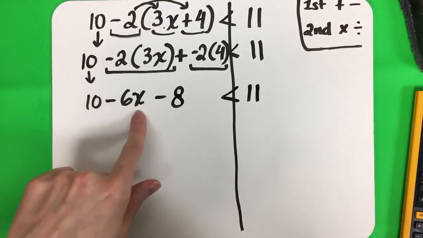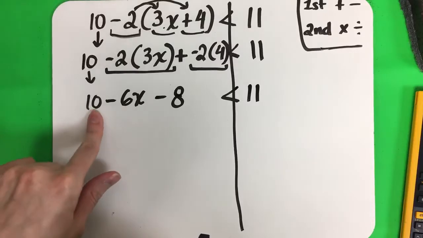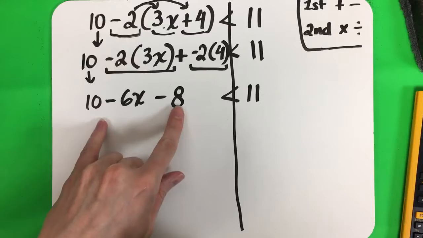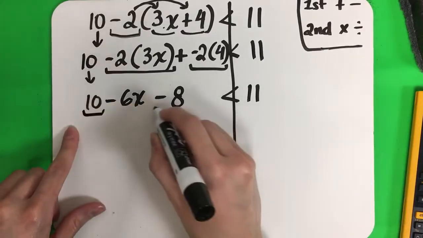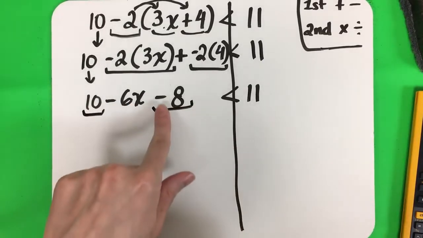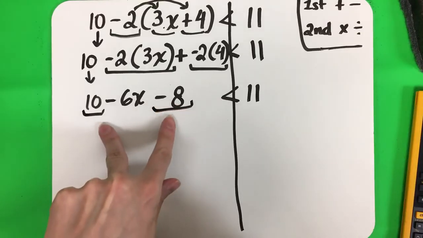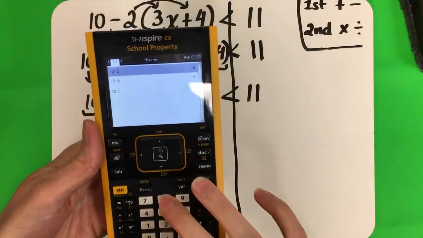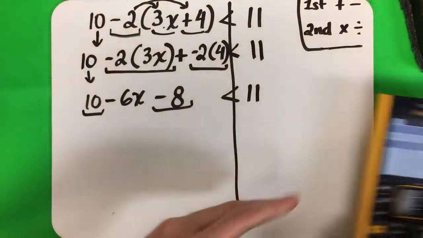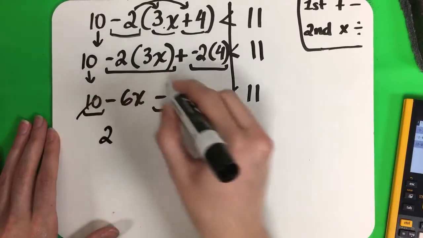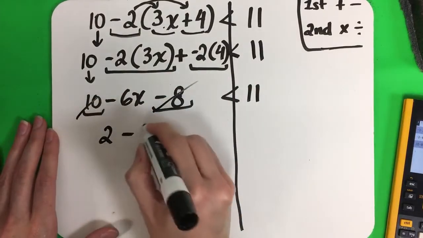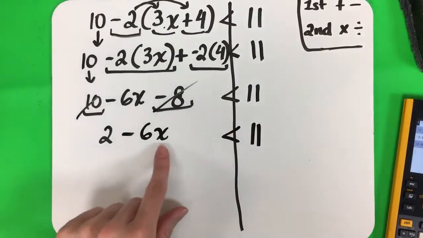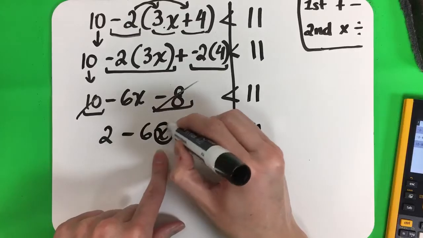Now, I have three things here. I need to do my like terms. Okay, remember, no letter, x, no letter. Which ones are the same? These two are the same, no letter. So 10 and -8 are together. So 10 minus 8, 10 menos 8, enter. You get 2. And then copy -6x. Copy less than 11.